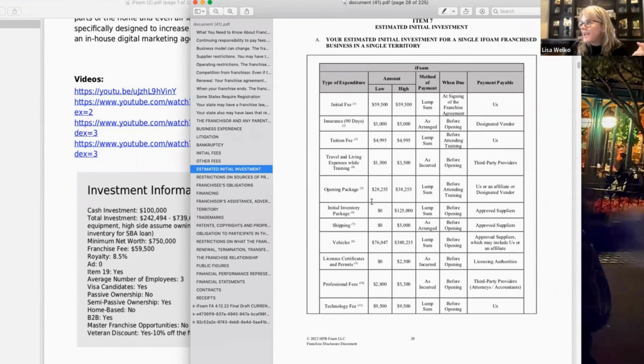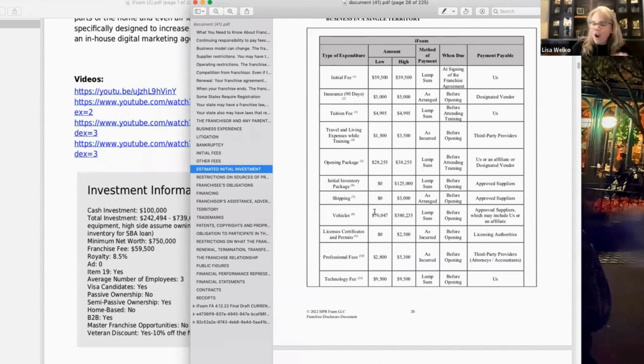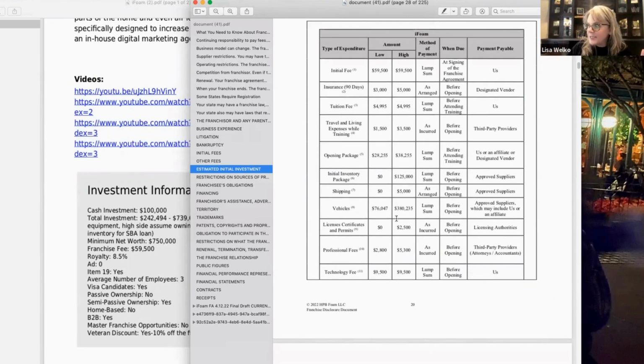But here's a big, like, initial inventory, 0 to 125. If you want to fund that initial inventory, then you're going to want to get a little bit bigger of a loan, but that's a $125,000 swing. Here's another big one, vehicles. Are you leasing trucks or are you buying trucks? There's a $200,000 swing. So anyway, guys, once you get the item 7, you're going to get the details behind that total investment. They're going to break it down for you.